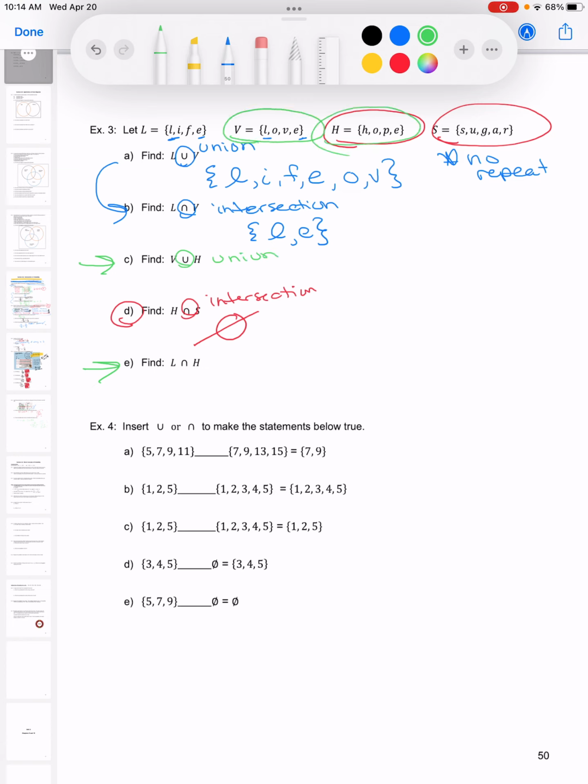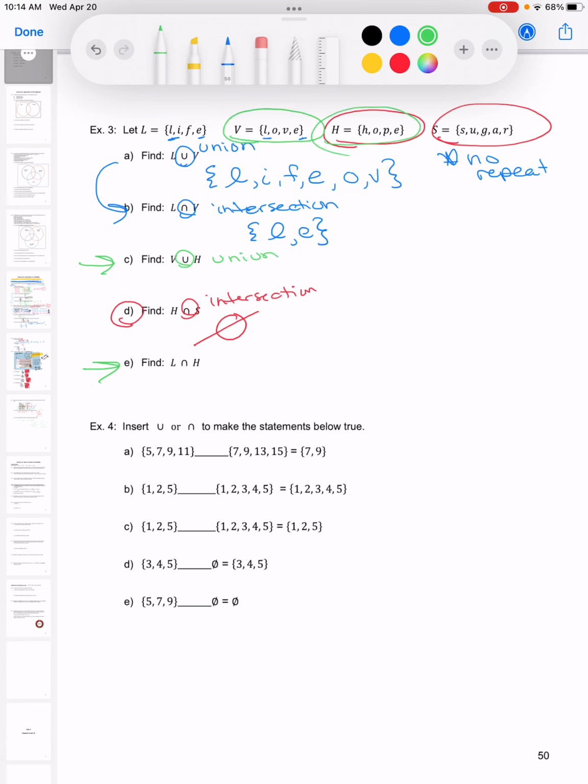I'm going to do the same thing, but I'm going to look at the intersection now. So those things that we're supposed to repeat, and this time I'm going to look at L and H. So I want to see which letters would repeat, which letters are in both of them. And the only letter that's in both of them is E.